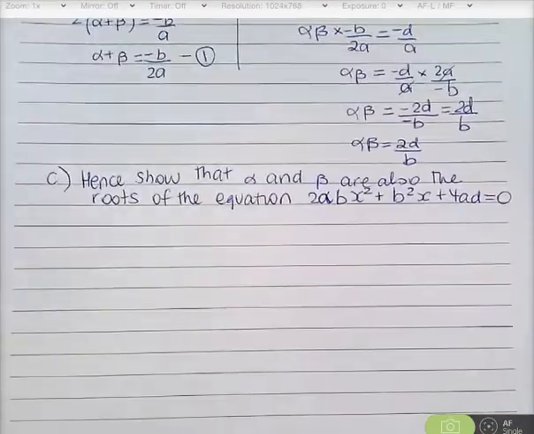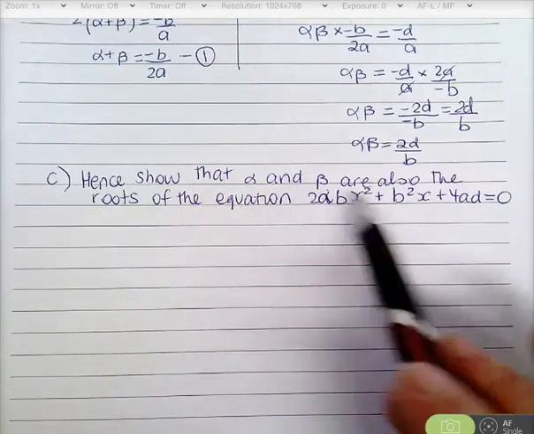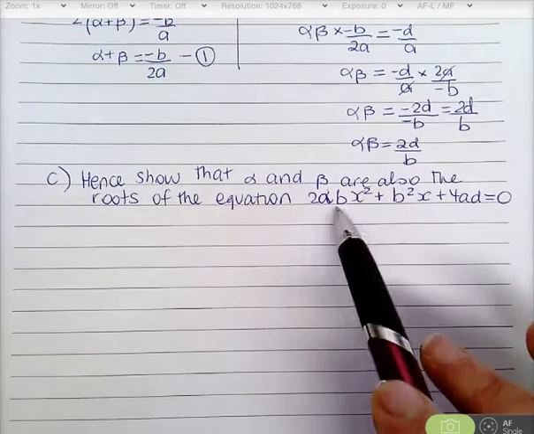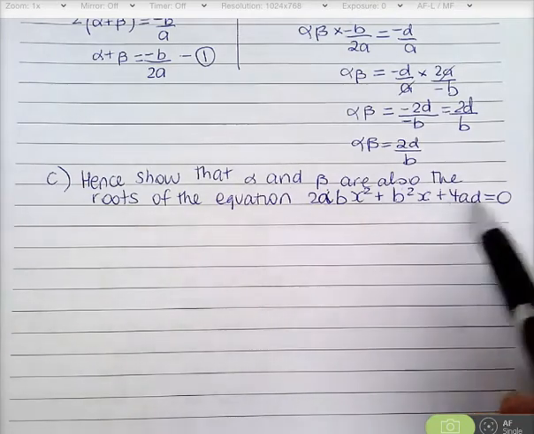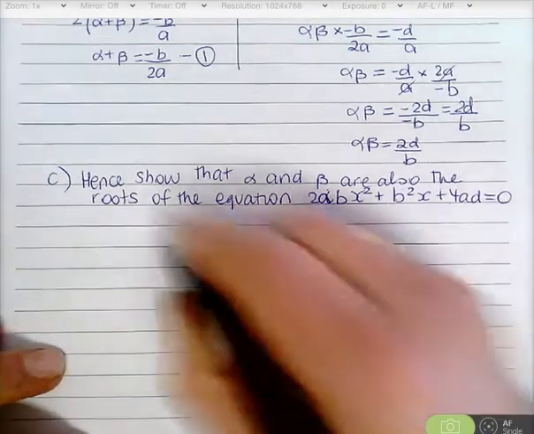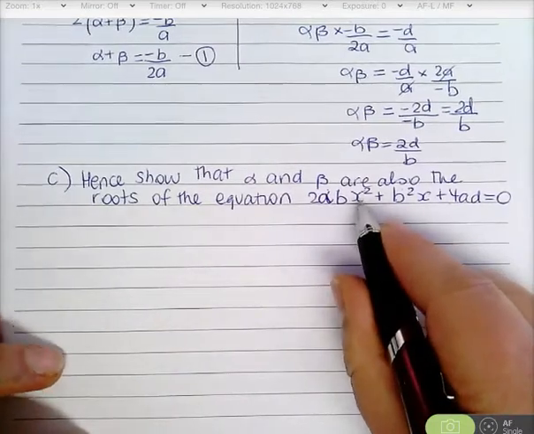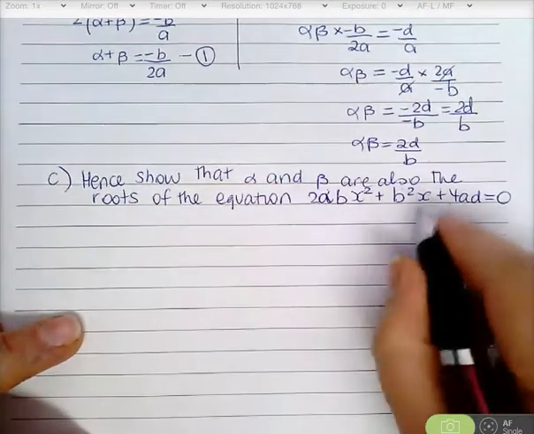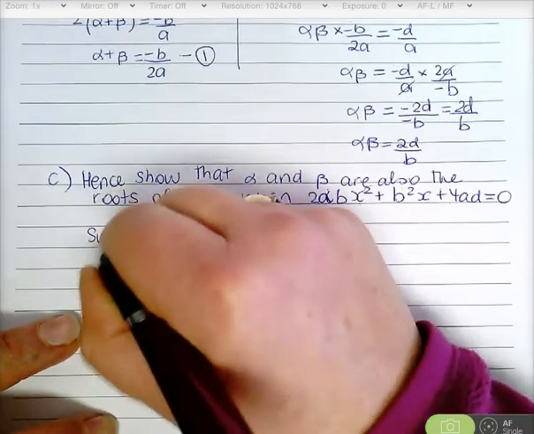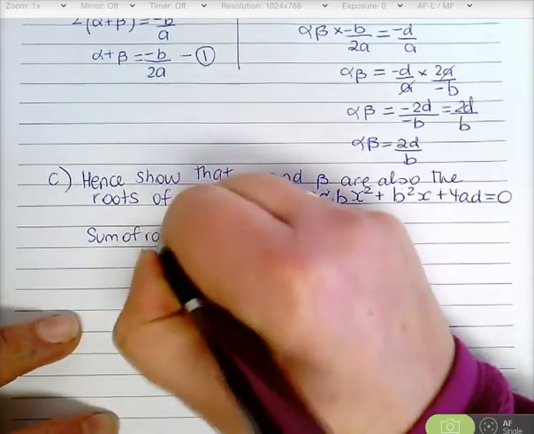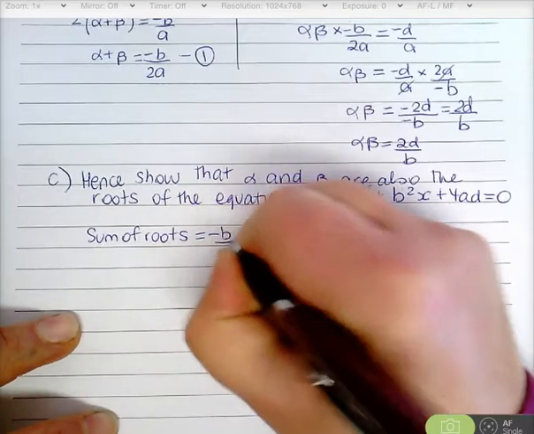Part C of the question says, hence show that alpha and beta are also the roots of this equation here, 2abx squared plus b squared x plus 4ad. Now in that equation there, it's a quadratic equation, and in that equation, if I say sum of roots, we know that the sum of roots is minus b on a.